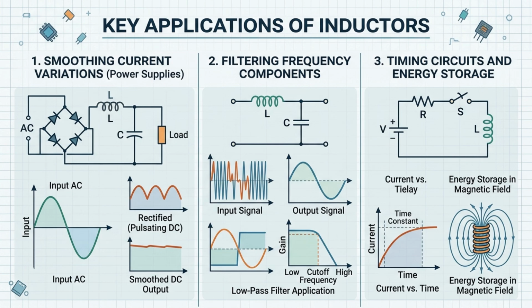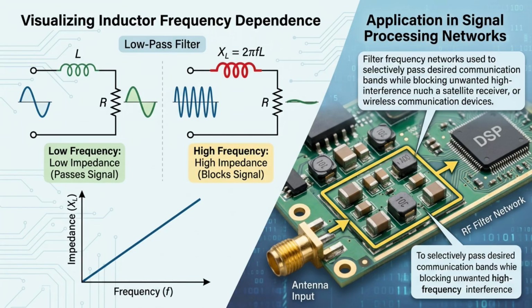Their ability to store and release energy makes them key components in systems that must react predictably to changing electrical conditions. At higher frequencies, inductors become even more important because their impedance increases with frequency. This frequency-dependent behavior allows engineers to design circuits that selectively block or pass signals, which is fundamental in communication systems and signal processing networks.